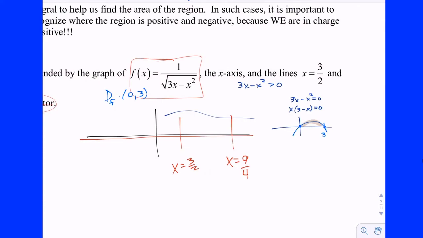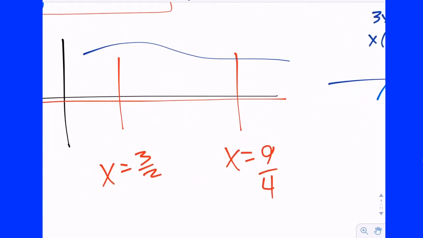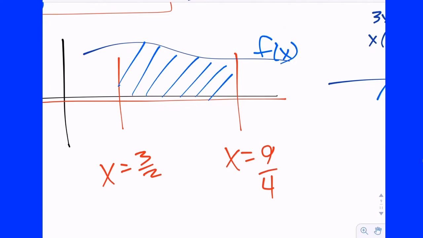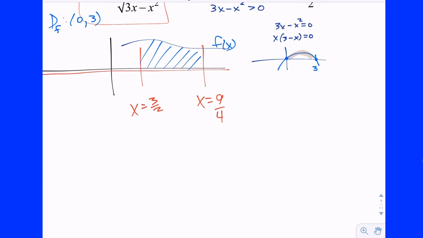Well, I know that 3/2 is 1.5, so it's going to be okay from 0 to there. 9/4, is that less than 3? Yeah, because 3 would be 12/4. So this does give us kind of a subinterval of the domain, and we know our function's entirely non-negative on that region. So it turns out that the integral will give us the area exactly. It's entirely positive. So here we go.